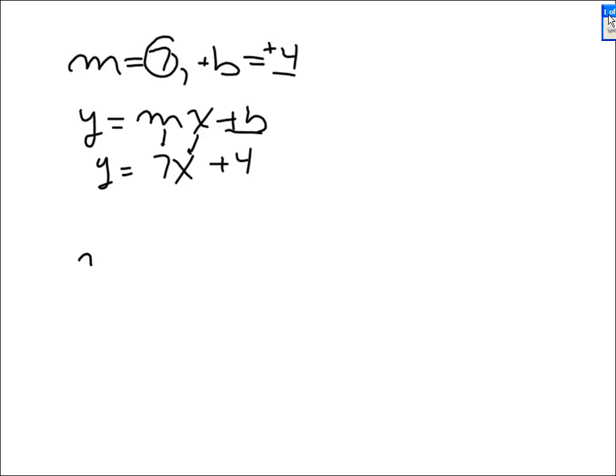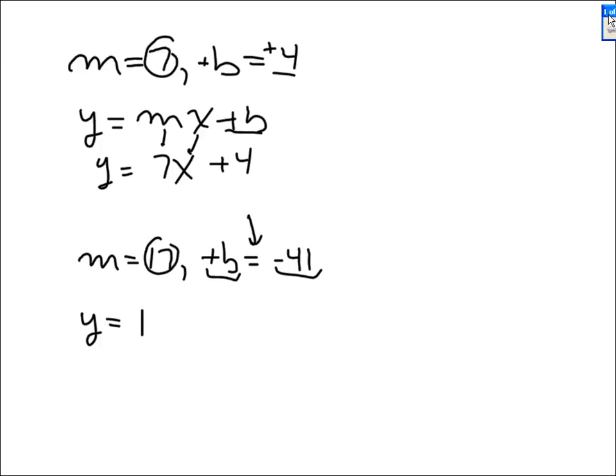Suppose you're told that m is equal to 17 and b is equal to negative 41. Just think of b as plus b. This symbol says whenever you see plus b, you can write negative 41. So y is equal to mx, and instead of plus b, I can write negative 41. A lot of you want to write y equals mx plus b, which is negative 41.